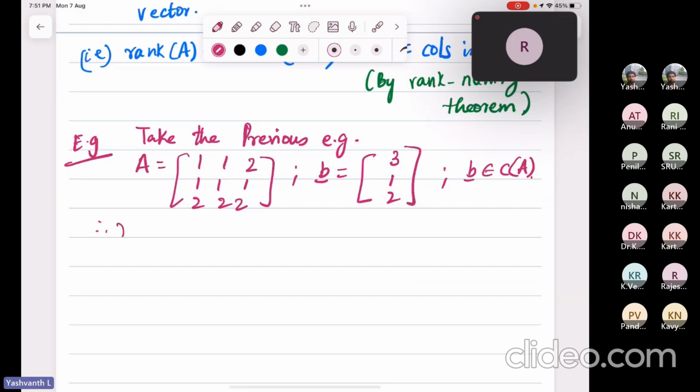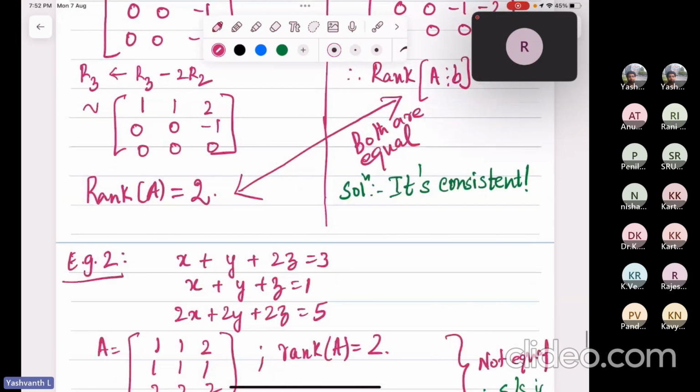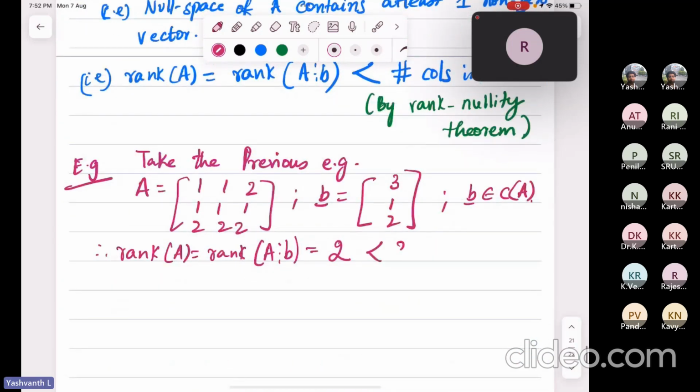But what did we see? We saw that rank of A equal to rank of A augmented with B equal to 2. But that is strictly less than 3, which is equal to the number of columns in A. That means this system contains infinitely many solutions.